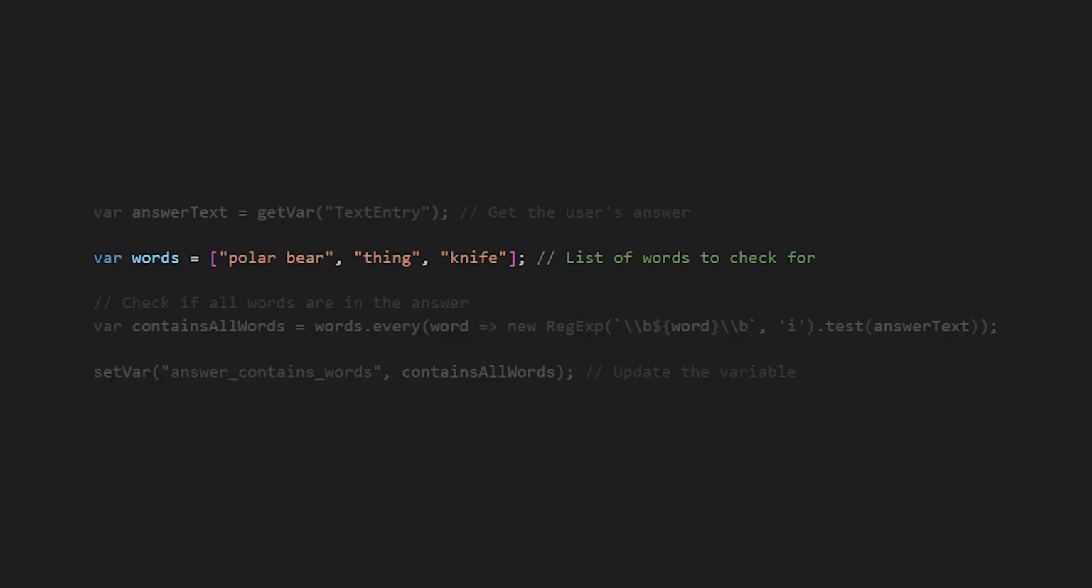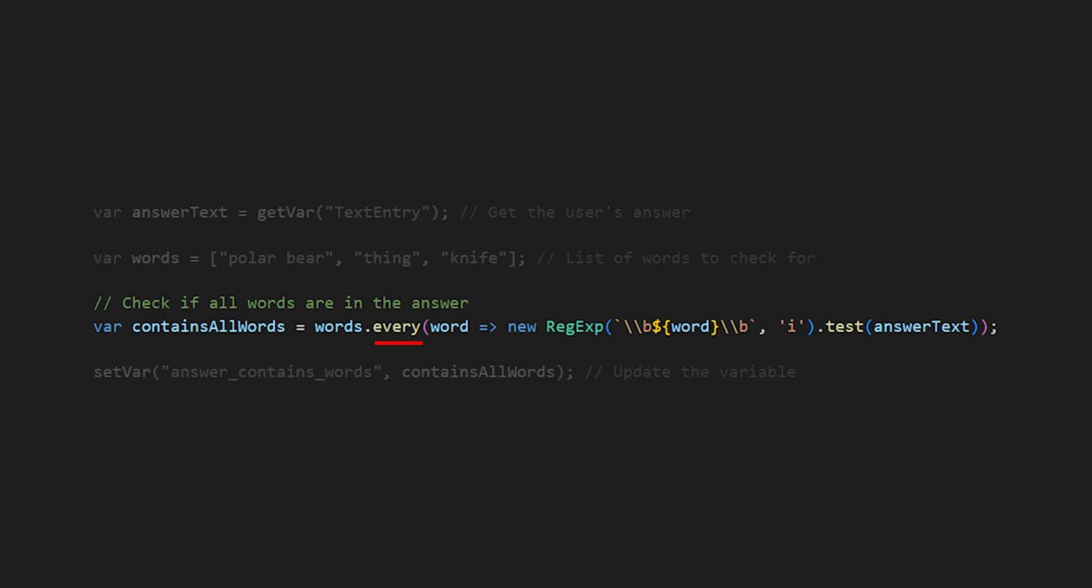This here is an array of the words we're looking for, which has 3 words in it. This checks if every word in the array is found in the user's answer. So for each word, it creates a regex with the word boundaries and the I flag, which will make our search case insensitive. And then it will use the test function to check if the word is in the answer.